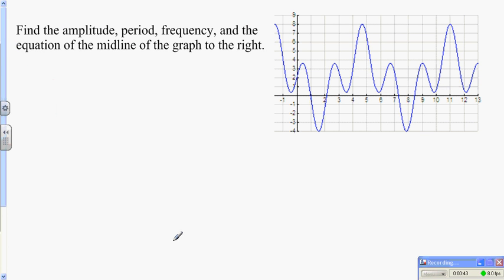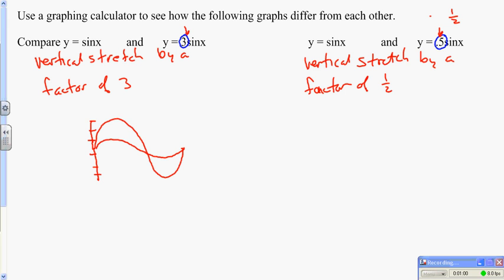Alright, let's take a look at a very crazy looking graph, but it is sinusoidal. There's a wave, there's a rhythm to it, and a pattern to it. And we're going to find amplitude, period, frequency, and the equation of the midline. Now before we do this, I want to go back real quickly to earlier questions and state something that we didn't state before. Here, 3 represents the amplitude. Here, the amplitude is 0.5. Okay, we hadn't done that before. I wanted to make sure that was clear that that is amplitude.